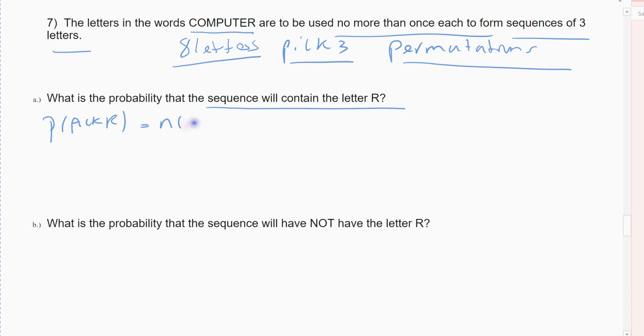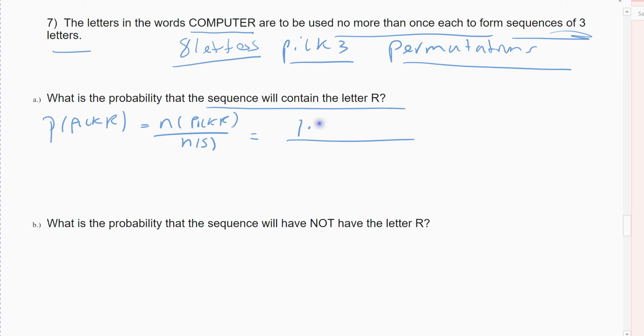What's the number of ways where I pick R over the number in my universal? And so remember, when I'm selecting R, and since we've done a few of these, I'm going to go through this fairly quick, so I'm just going to write out the multiplication and talk about it up top. Alright, so I pick R. Well, there's only one R in my word computer. But then I'm not done. It's got to go into my sequence, right? So the R could show up in the first spot in the sequence, the second spot, or the third spot. So I pick R, and I have to place him in one of the 3 positions in my sequence.